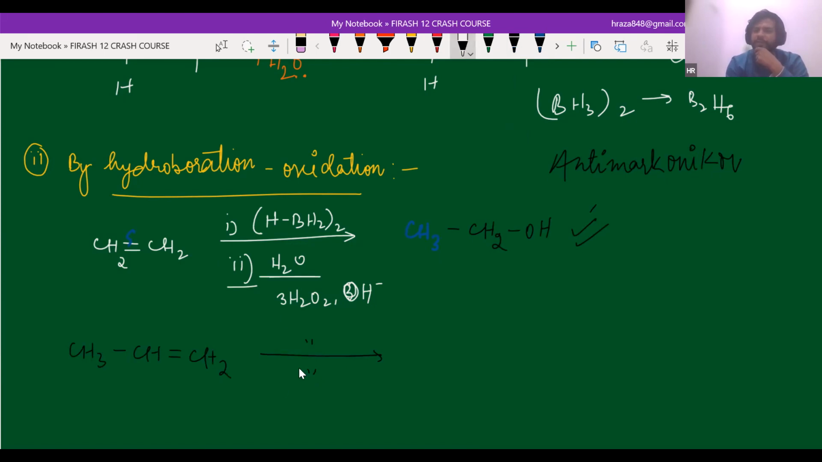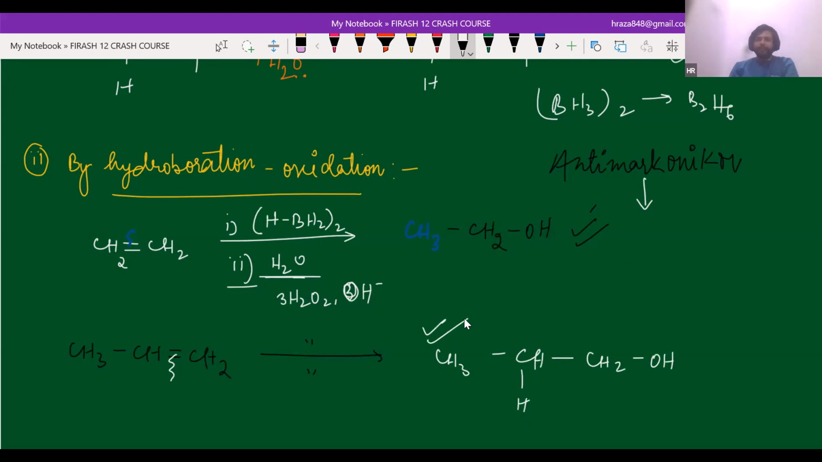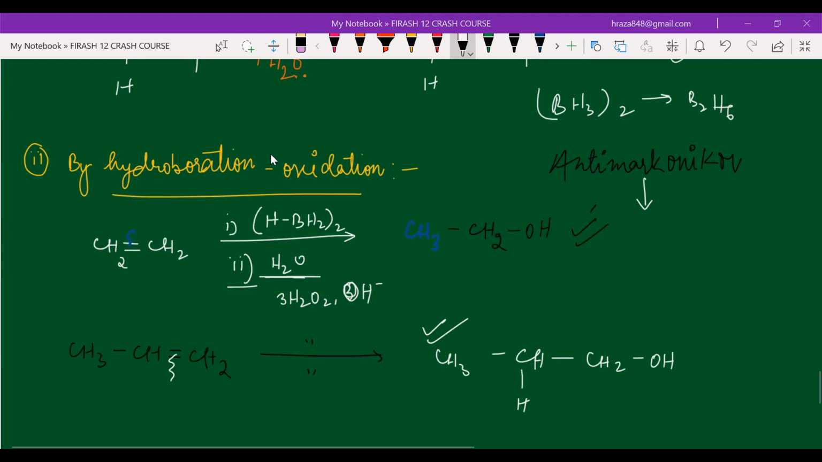So this H2O part, H plus and OH minus. And what does anti-Markovnikov say? Negative part will go to that carbon which has greater number of hydrogen. So OH will come to here and H will come here. Are you getting my point? Yeah. So it's very easy. I'm going to show you the whole reaction.